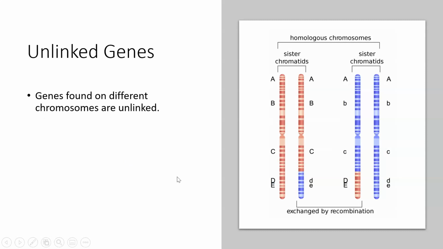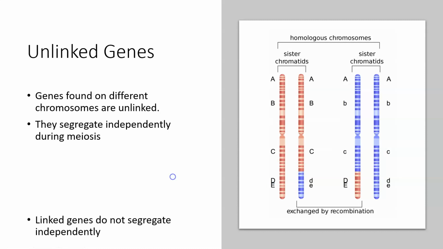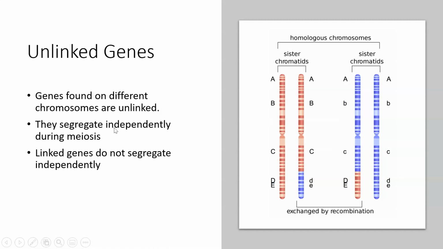So unlinked genes found on different chromosomes, they are unlinked. They segregate independently during meiosis, and it's this term segregation independently that's the buzzword, okay? Linked genes do not segregate independently because they are attached to each other. The only time linked genes might actually come apart is if crossing over occurs. So if you say gene A and gene D and E here before crossing over occurred were linked, well then they're not linked anymore because crossing over occurred. Okay, but gene A and B are not likely to become unlinked due to crossing over. All right.